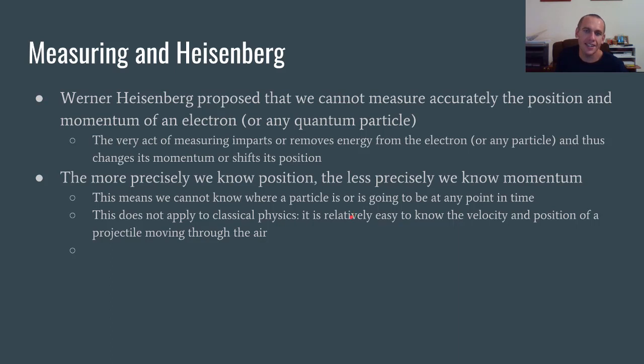In classical physics, if I throw a ball, I can predict where it's going to land based on the conditions it has at the beginning of that throw. With an electron or a quantum particle like this, we can't do that. We don't know enough information to actually predict where it's going to be at any point in time. So we need a new way of dealing with this.